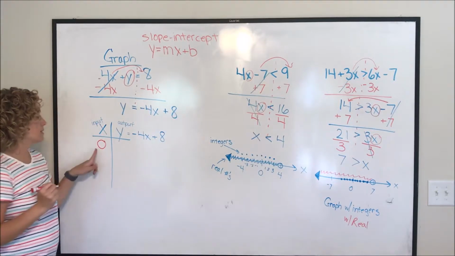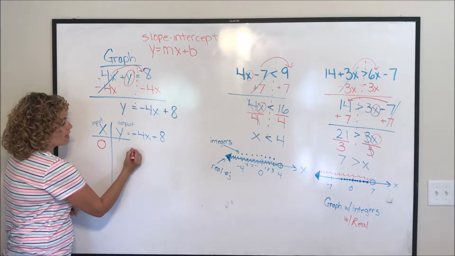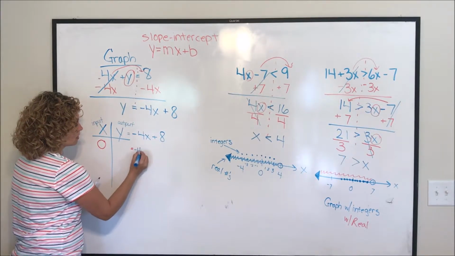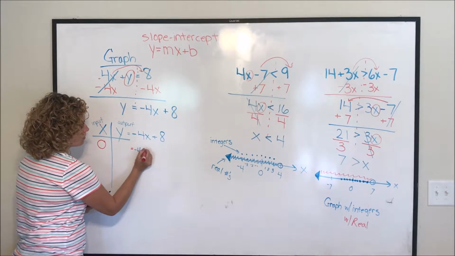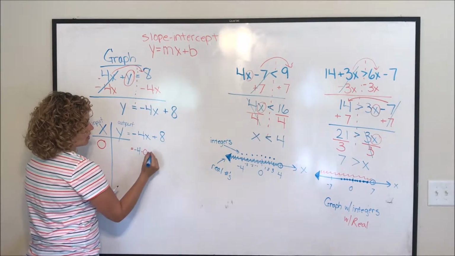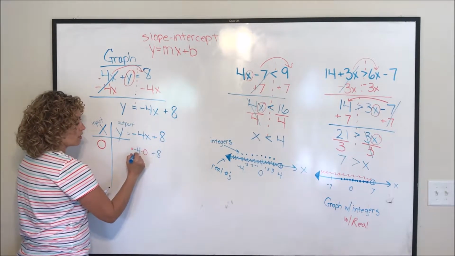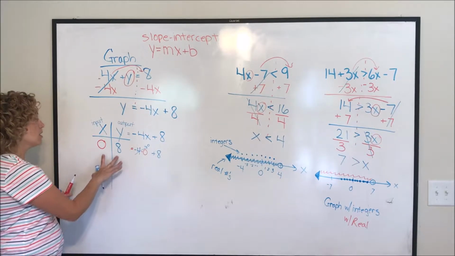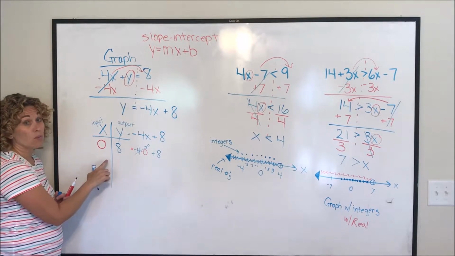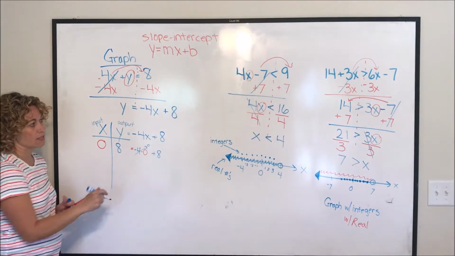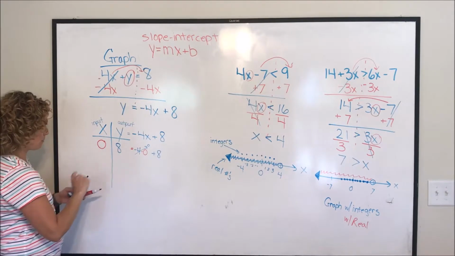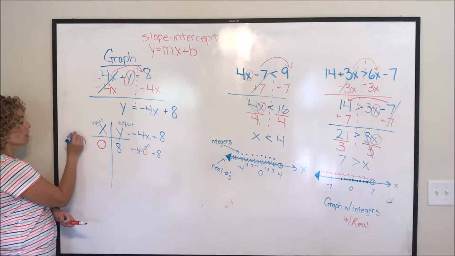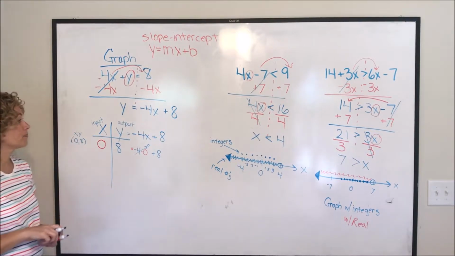When I input a 0 for x, that gives me negative 4 times 0 plus 8. Okay? That goes to 0. 0 plus 8 is 8. Okay? So the first point I always like to pick is 0 because it's easy to put in our table. So the ordered pair we have is 0, 8. Don't forget that's x, y.